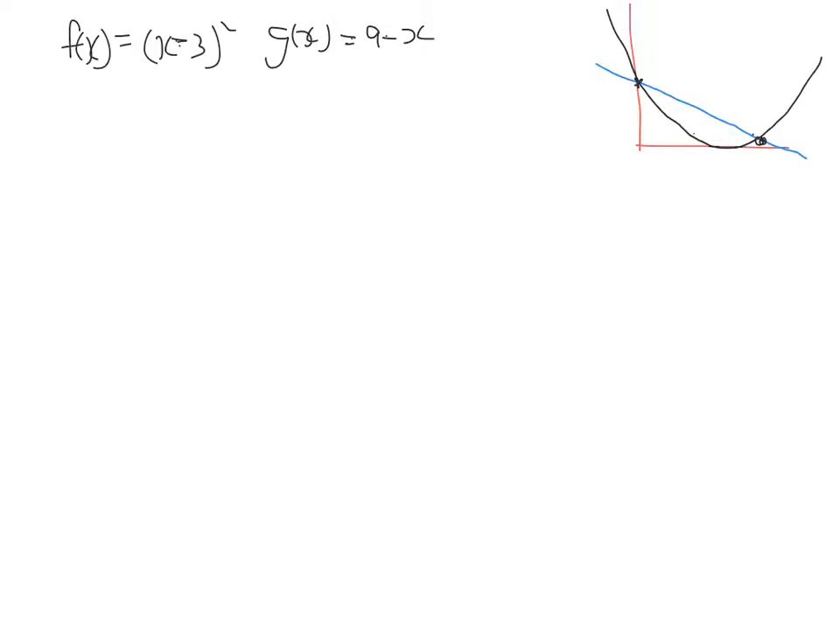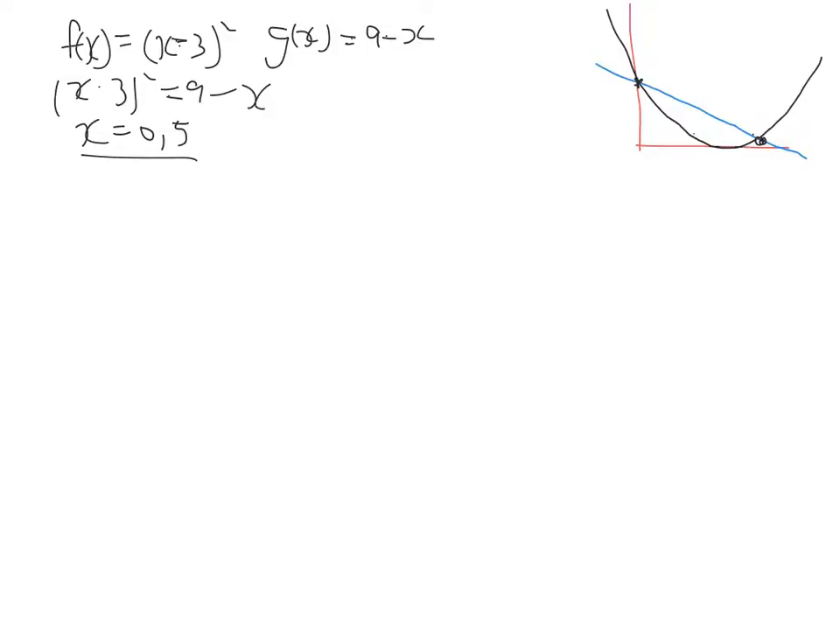But first things first, let's find out where they intersect. To do that, we let them equal each other. So we'll say (x minus 3) all squared equals 9 minus x. If we expand and factorise, we'll find that we have x equals 0 and also 5. So this becomes our limits. I haven't shown you how to do all that; you should know how to do that when you're in year 12.